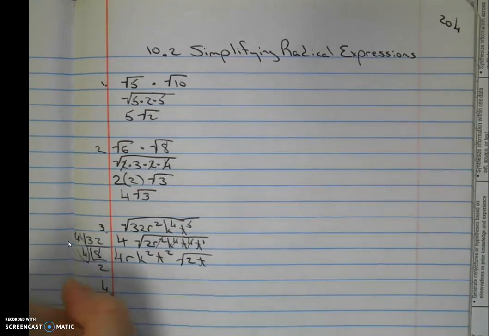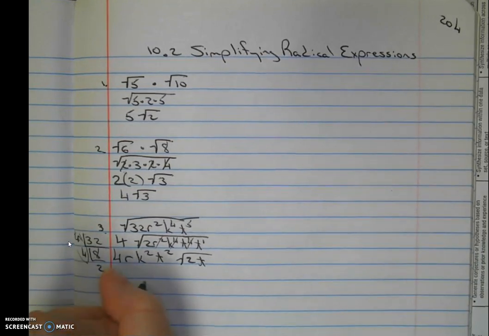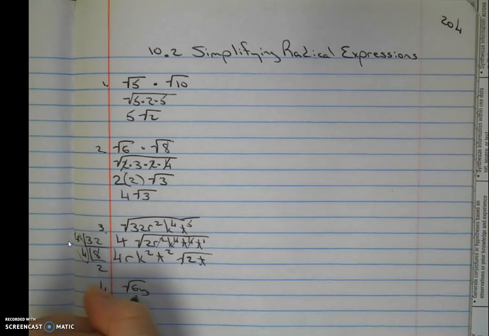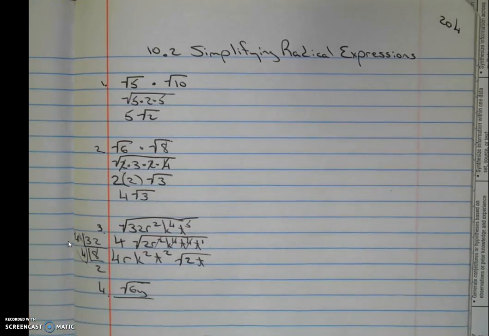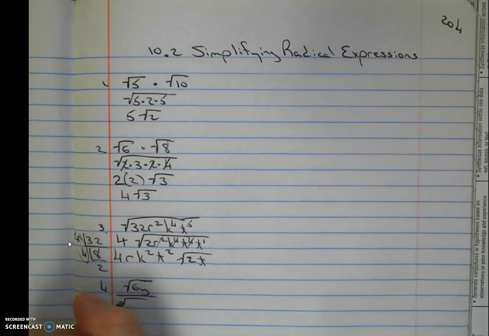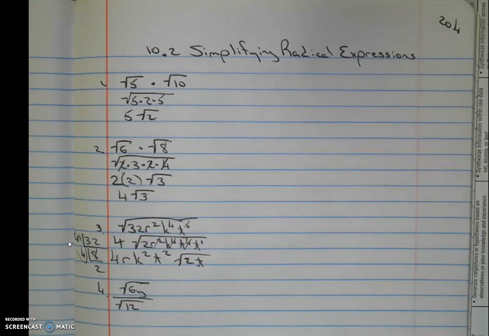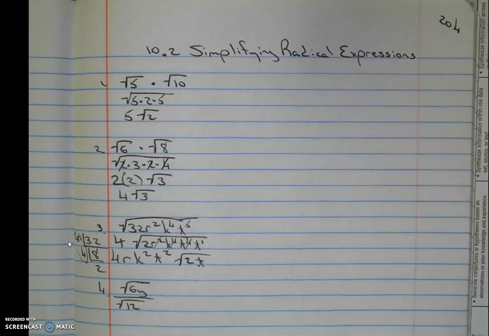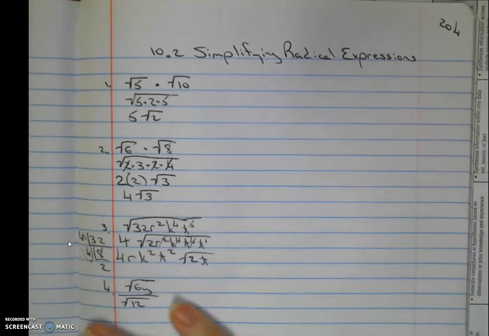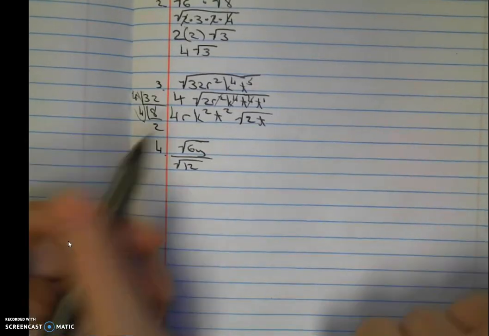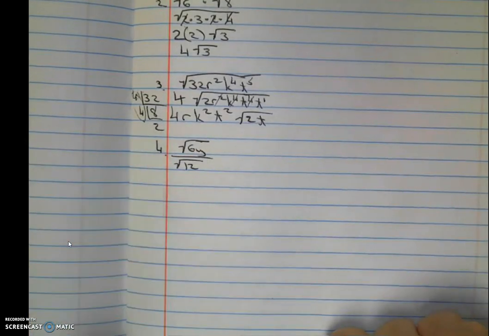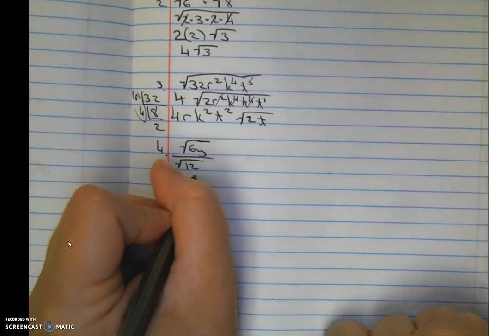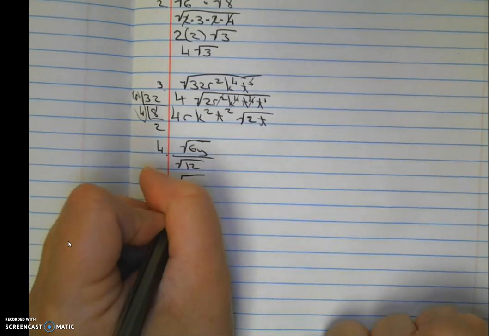Okay, let's look at the next one. Square root of 6y, all under the radical, and then that's over the square root of 12. First, we need to recognize that if we have the square root of something over the square root of something, we can call it one great big square root of our fraction.